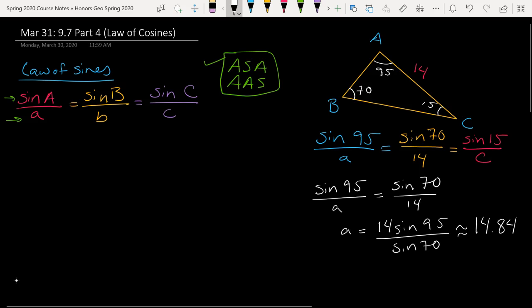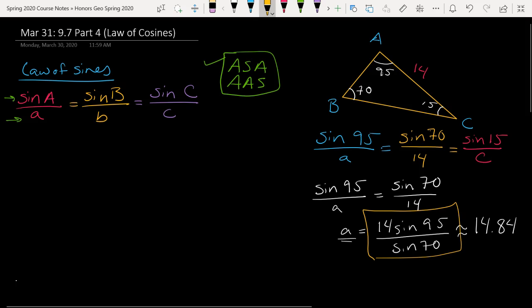So we can easily solve for A here. It's just an algebraic process, cross-multiplying, then solving for A, and calculating this fraction on our calculator. And we end up with a length for side A of 14.84 units. We can do exactly the same thing for side C. So that's just a little reminder of the law of sines, part 1 here.